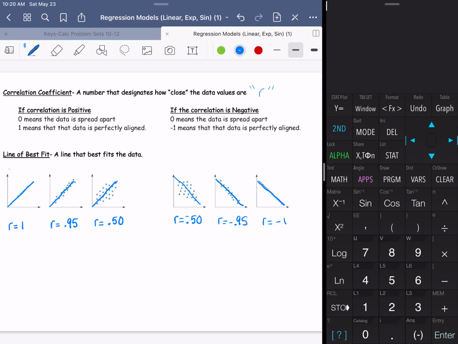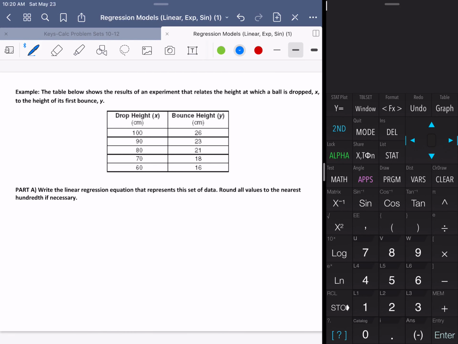Okay, so now I want to move on to finding that line of best fit, and this is where we're going to need the calculator. The table below shows the results of an experiment that relates the height at which a ball is dropped, X, and the height of its first bounce, Y. Anytime we have a vertical table like this, the first column is always going to be my L1 values, and the second column is always going to be my L2 values.